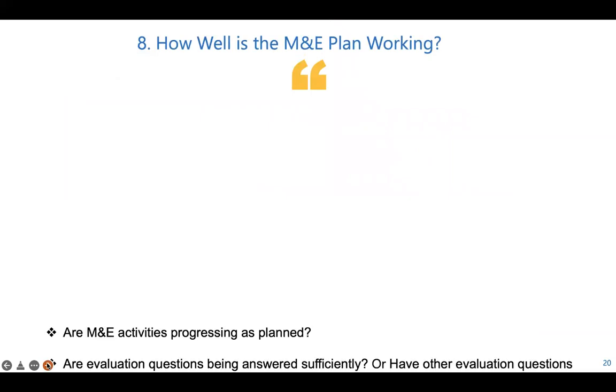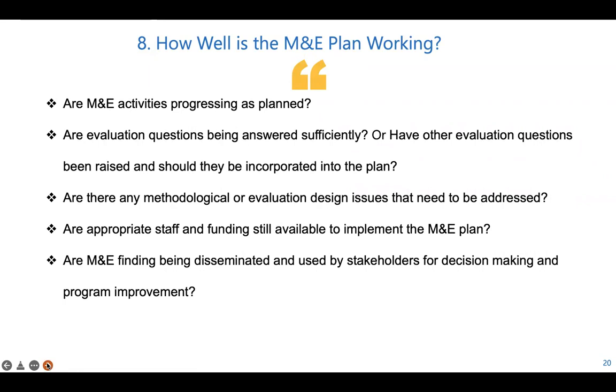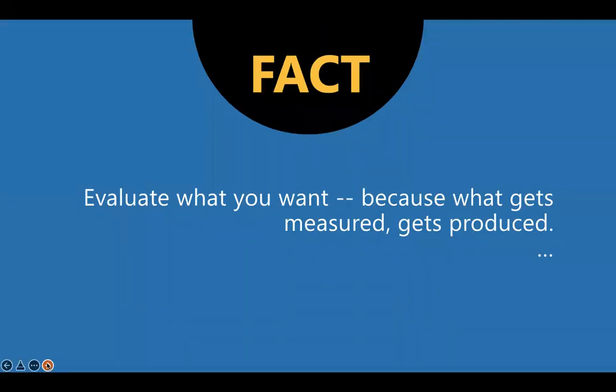Now, how do you know that your M&E plan is working? First of all, are M&E activities progressing as planned? Are you collecting data on the day you said you'll collect data? Are we getting responses to the questions that we are asking? Or are we getting other questions that need to be asked in the process of collecting the data? Are the methods that we are using appropriate, or are they not appropriate? Are the findings being used by the stakeholders for decision making and program improvement? That's how we know that the M&E is working in the organization.